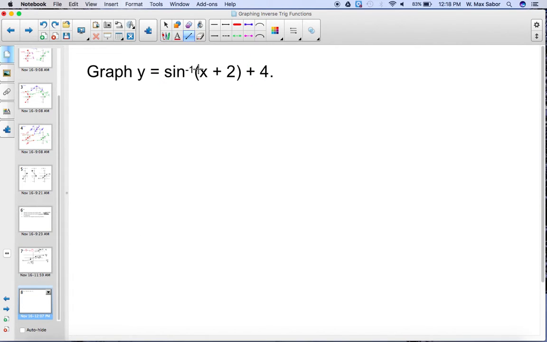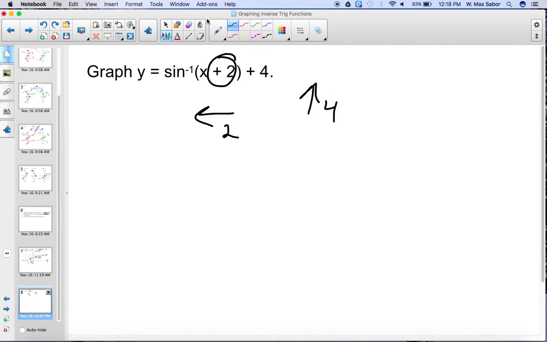Here we have no vertical expansions. We have no horizontal expansion. We just have a shift left 2 and up 4. So let's remind ourselves, what does the original arcsine look like? That is not arcsine. Arcsine goes from here to here. So if we take this, we shift it up 4, left 2, that'll give us our answer.